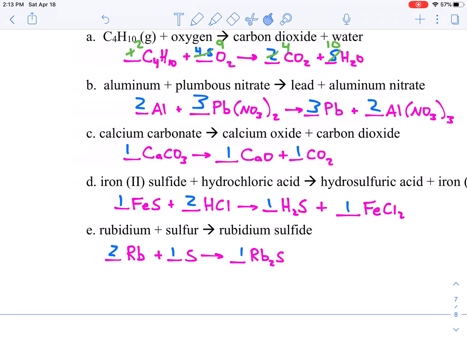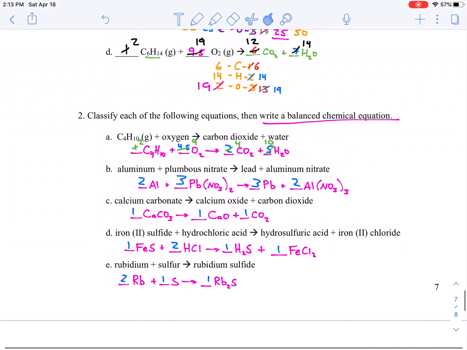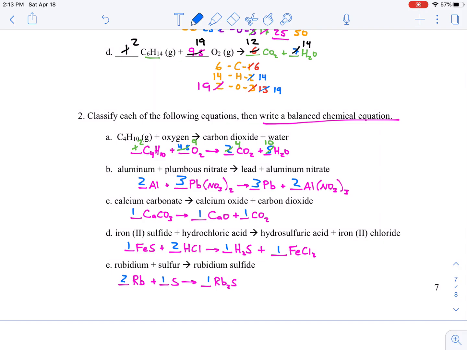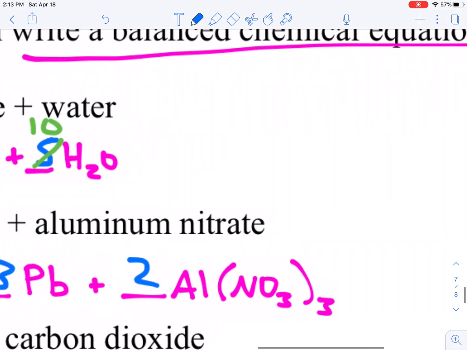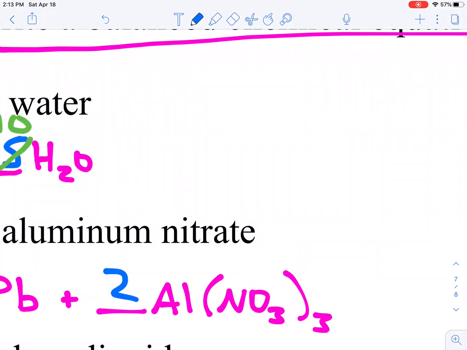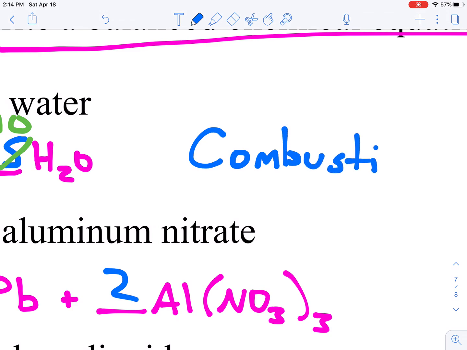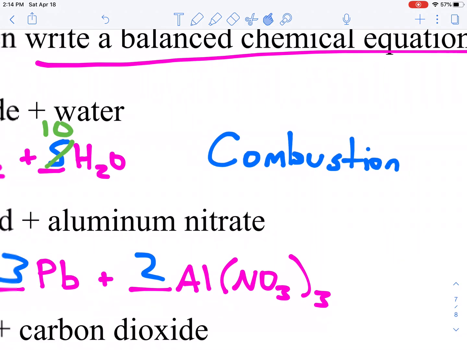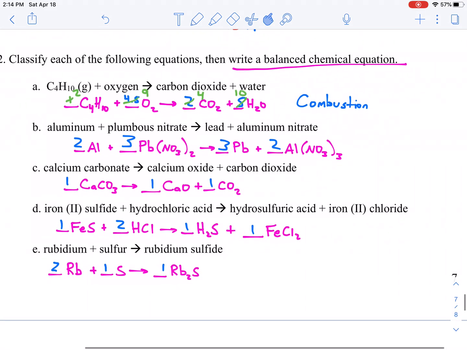So what we need to do is classify all of these as either synthesis, decomposition, single displacement, double displacement, or combustion. So there are some hallmarks of each as we go down the list. In letter A, we have a hydrocarbon combining with oxygen. Hydrocarbon combining with oxygen automatically tells us that we are dealing with combustion. So combustion whenever we have a hydrocarbon with oxygen.